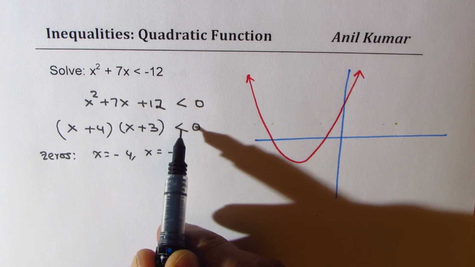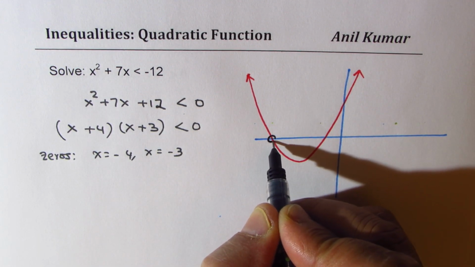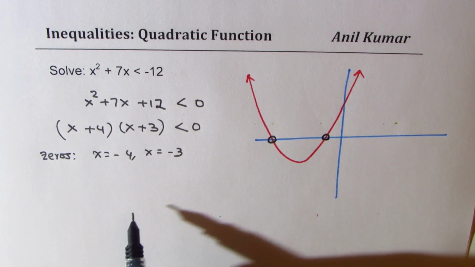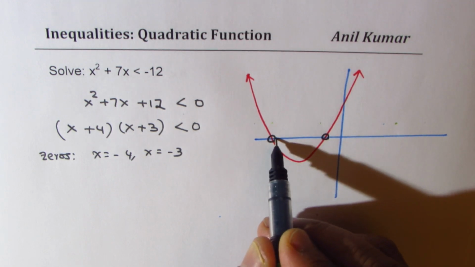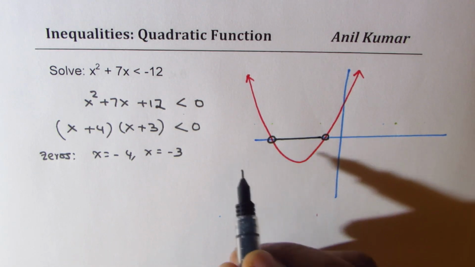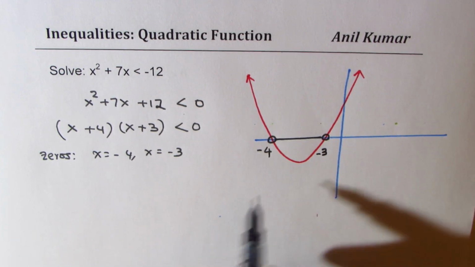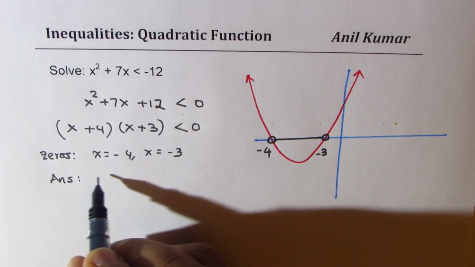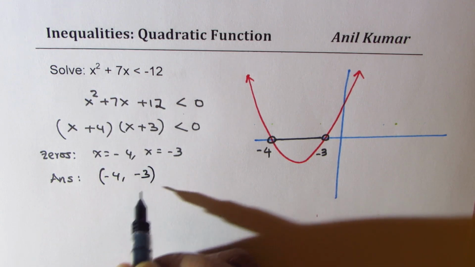Now, the inequality is less than 0, so the 0 will not be included. So these two zeros will not be included in the solution set. Less than means the portion which is below the x-axis, so everything in between. Does it make sense? So this is minus 4, that is minus 3. So the answer here, in interval notation, I'll write as minus 4 to minus 3.